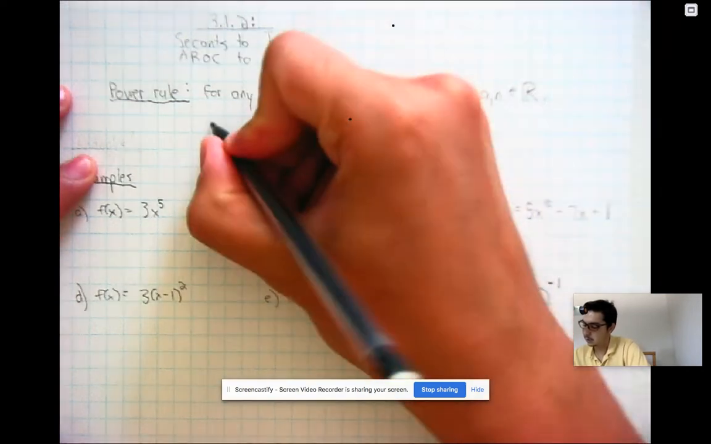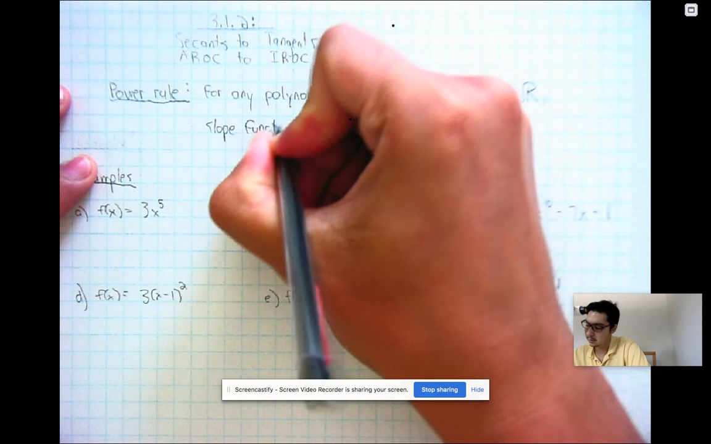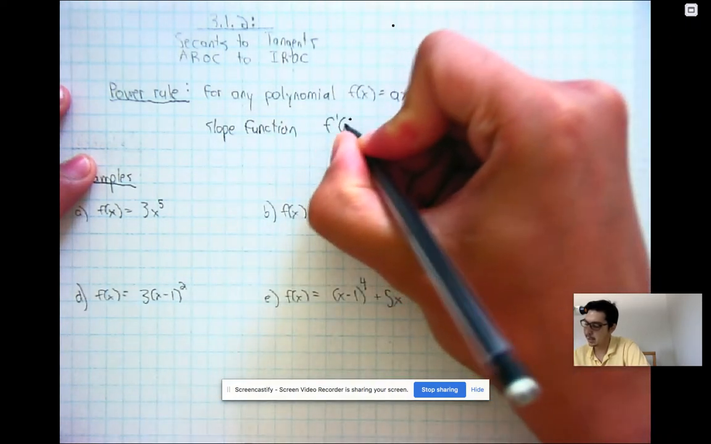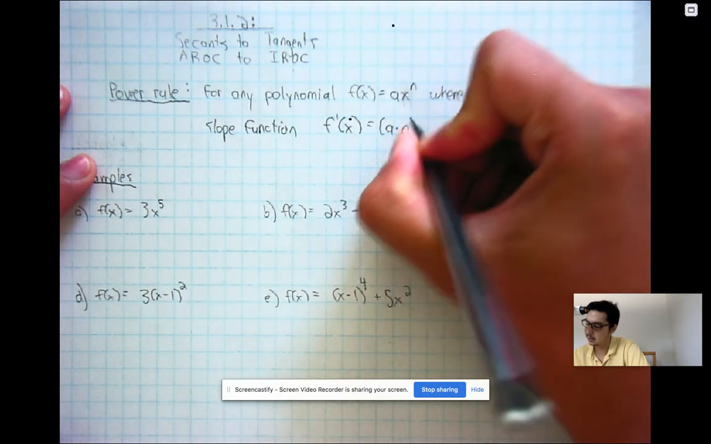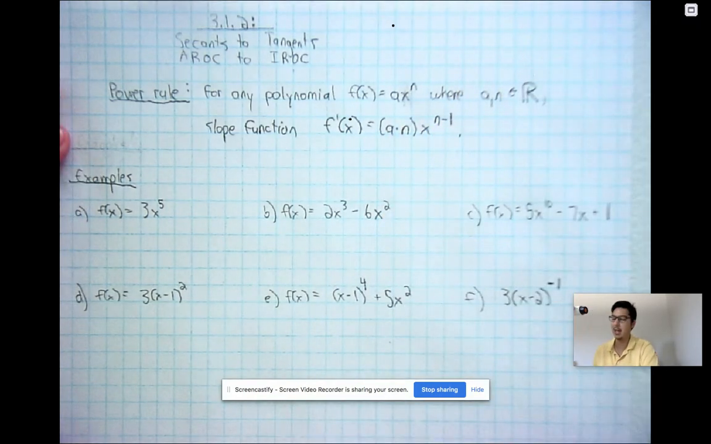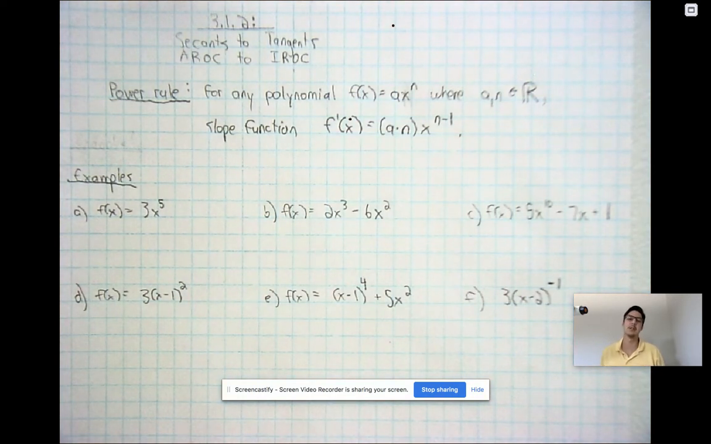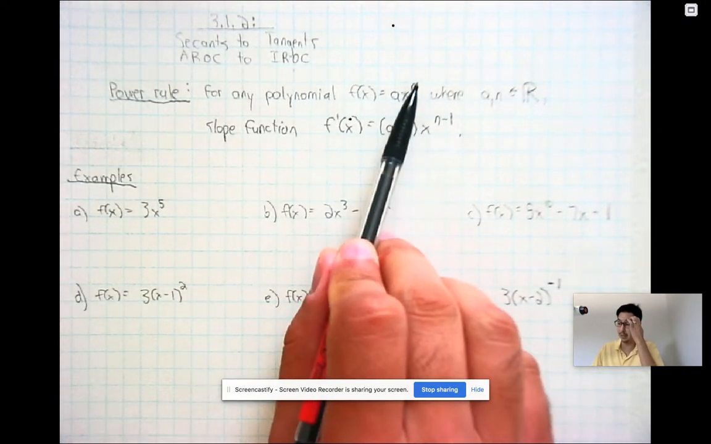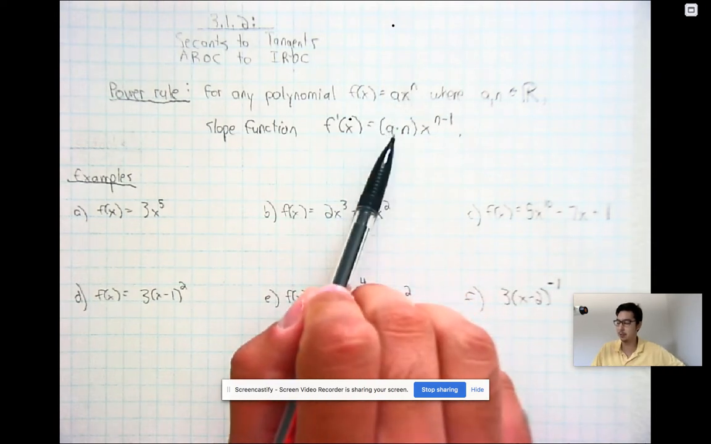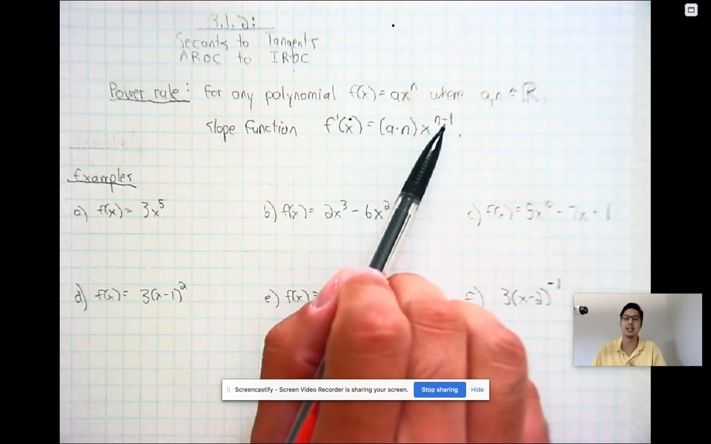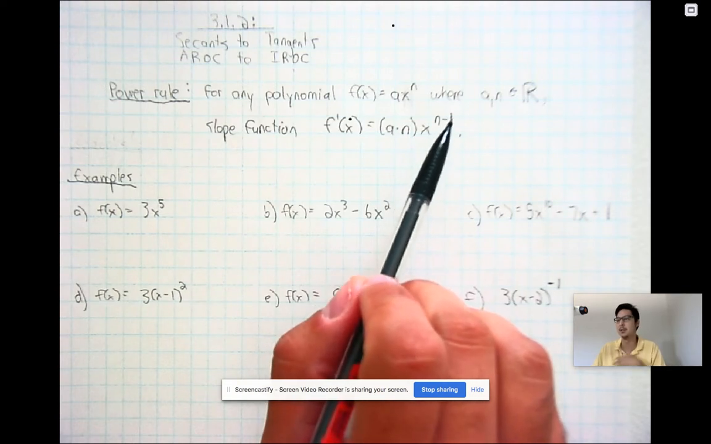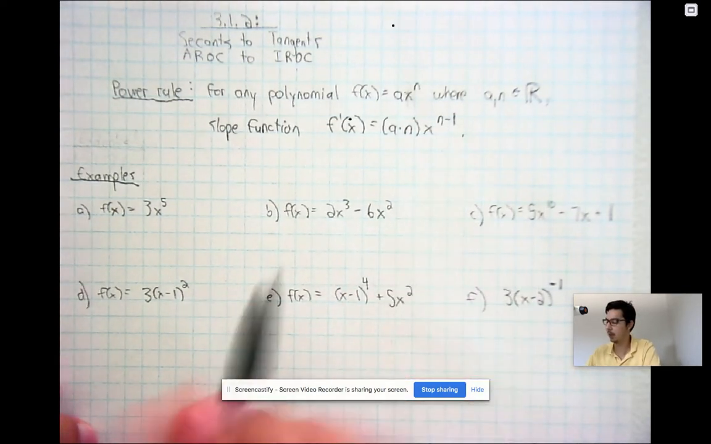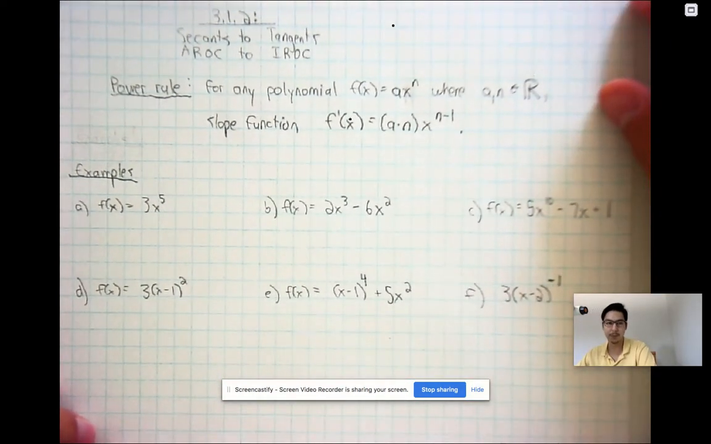the slope function can be found by doing f prime of x is equal to a times n times x to the n minus 1. And that is a very cool observation we discovered: we can map the slopes of a polynomial with a new function, and that new function always follows this rule. You multiply the exponent times the coefficient in front, and it becomes a function of one less degree. So from quadratic down to linear, from cubic down to quadratic. And that is very, very helpful and useful to us. So that's the power rule.